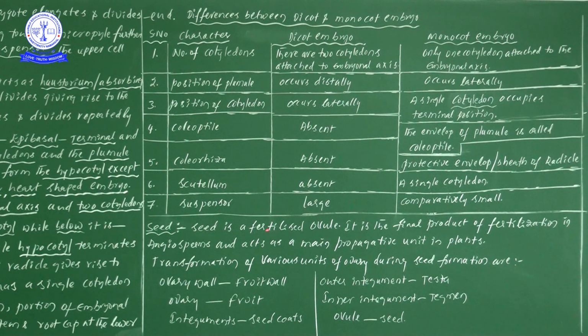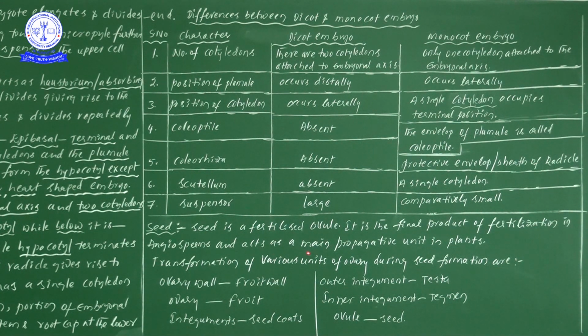Now seed, it is a fertilized ovule. Seed is a fertilized ovule. So it is the final product of fertilization. Listen carefully. This particular seed is a fertilized ovule, and it is the final product of fertilization in case of angiosperms.